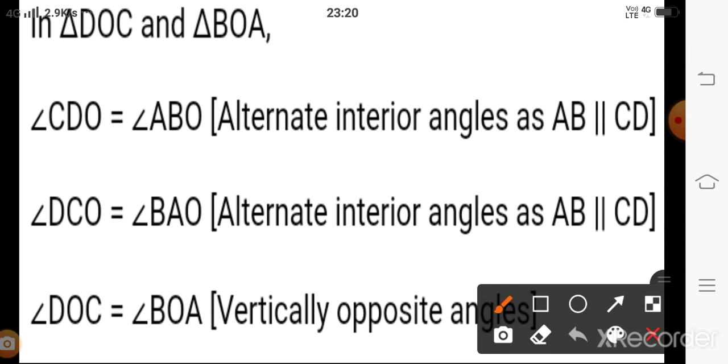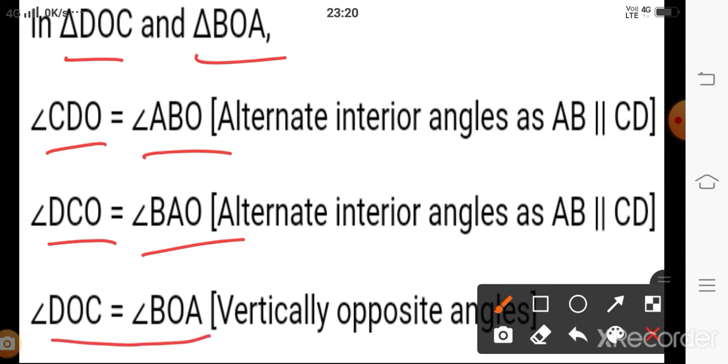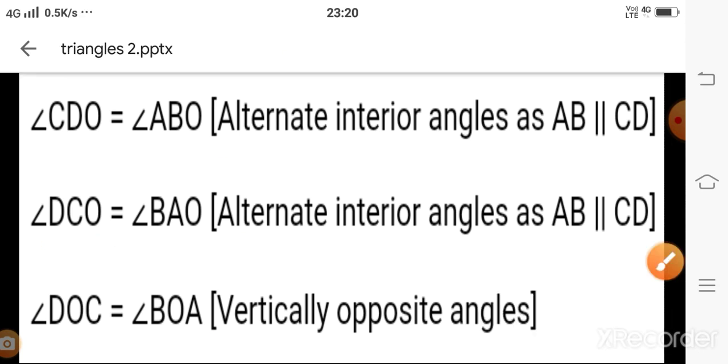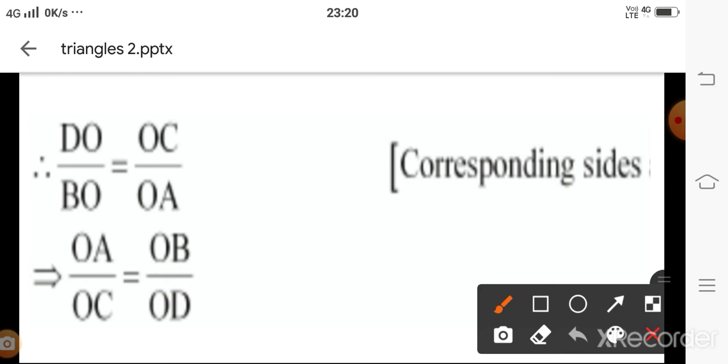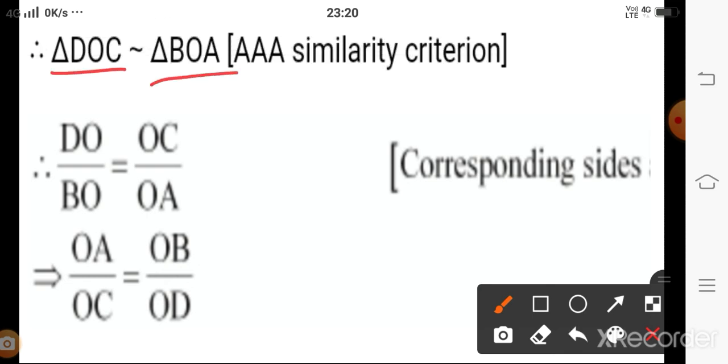In these two triangles, DOC and BOA, angle CDO is equal to angle ABO and angle DCO is equal to angle BAO, and these are vertically opposite angles. Only two were needed for making two triangles similar. Here I am showing all three angles, and if the corresponding angles are equal, it means that the triangles are similar. And if these two triangles DOC and BOA are similar, then we are able to write the sides proportional. Then DO upon BO is equal to OC upon OA.